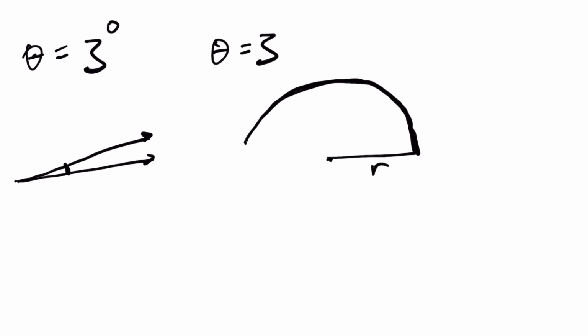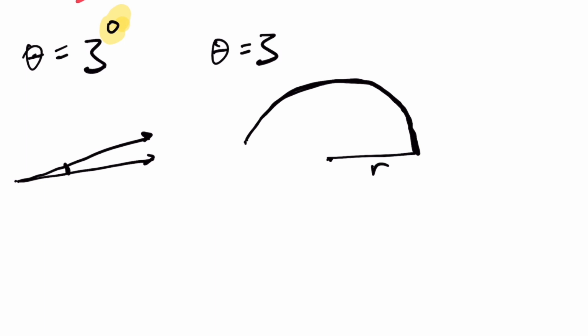So the way we recognize if the angle is in degrees or radians is solely based on this symbol. If this is there, it's degrees. If it's not there, it's radians. Or sometimes you see that it's written as 3 degrees. That's also okay. So it's very important to write units when you use degrees. Otherwise, we'll assume it's radians.